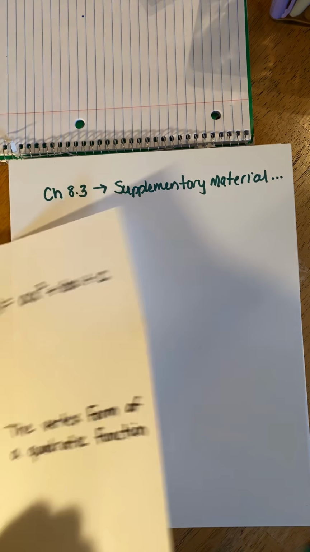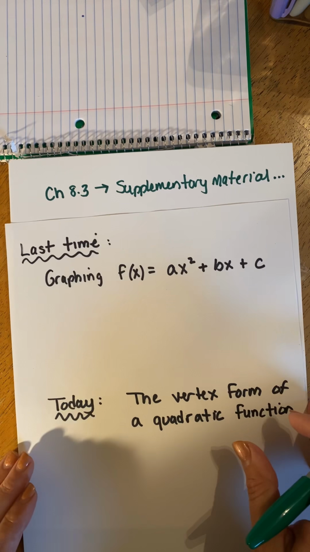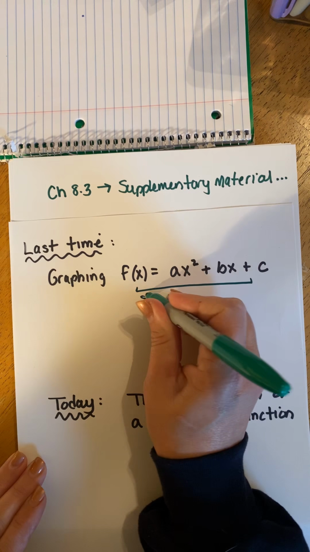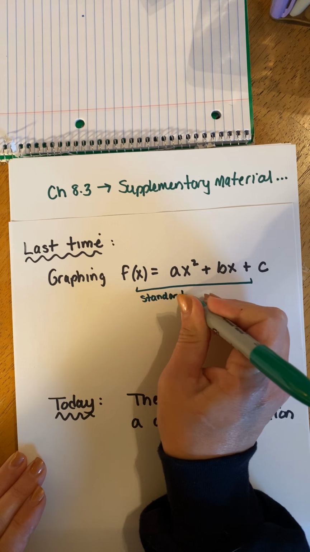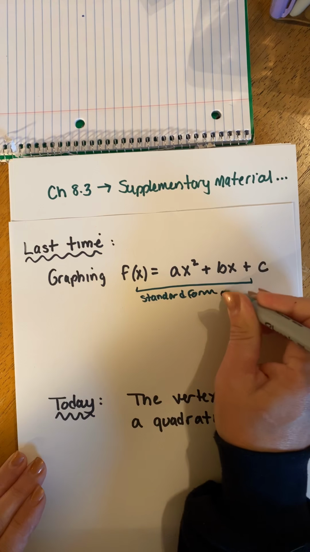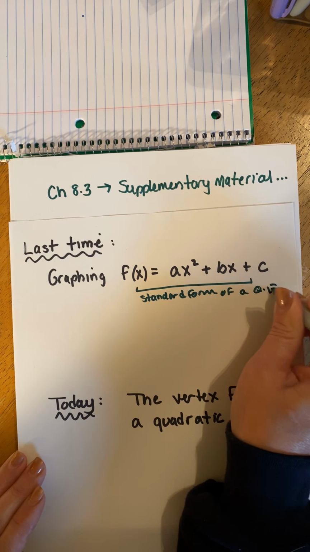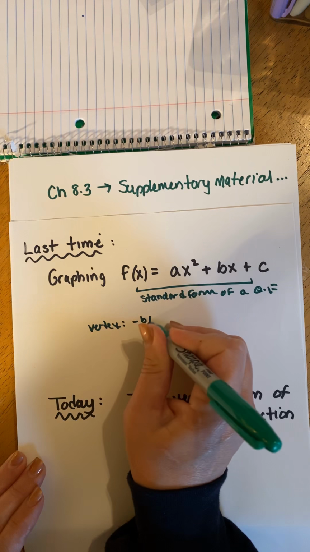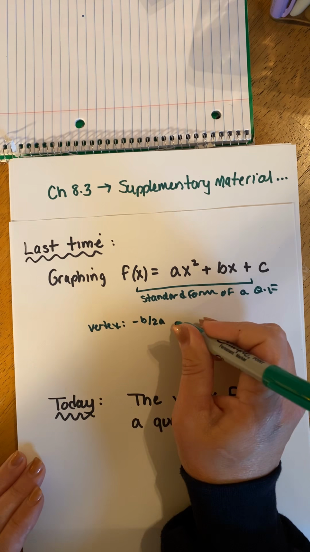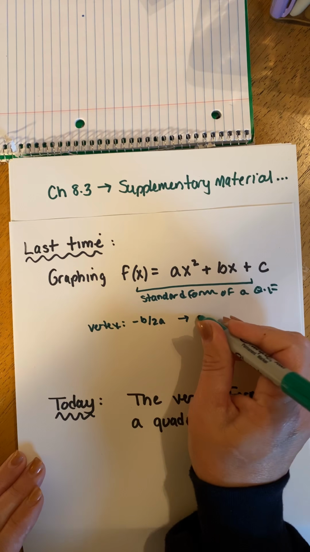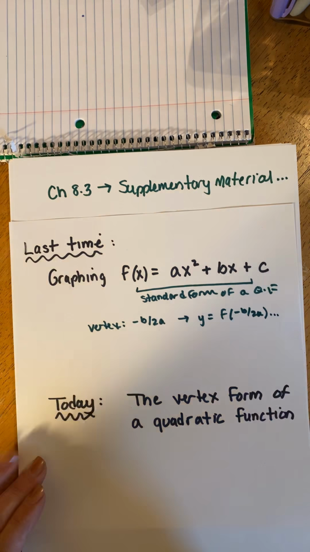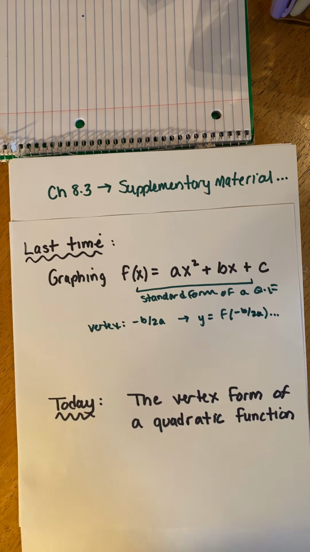So last time we talked about graphing f of x equals ax squared plus bx plus c. This is the standard form of a quadratic function. All right, we found the vertex to be negative b over 2a, so we had to work to find the vertex, and then the y-coordinate would be f of negative b over 2a, and we continued on. We had all that information. We determined if it opened up or down, the axis of symmetry.